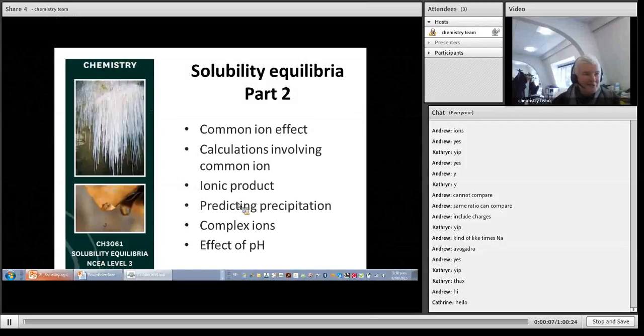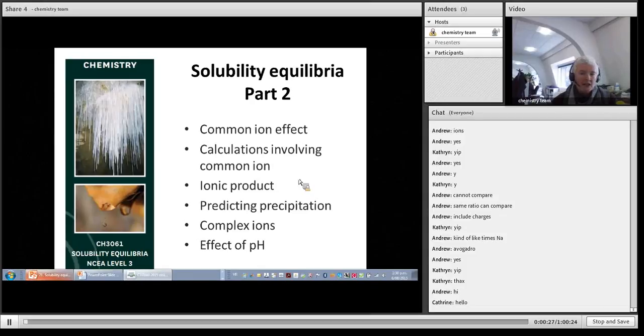Right, and welcome to this lesson. This is the second and last lesson on solubility equilibria one. What we're going to be doing now is some more calculations, the last two different types, and then the type of explanation questions you can be asked.